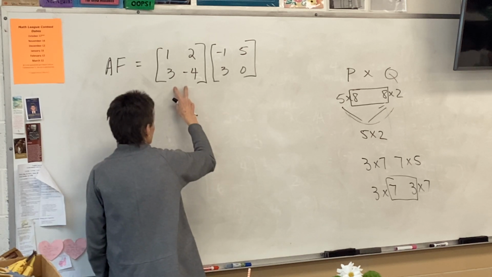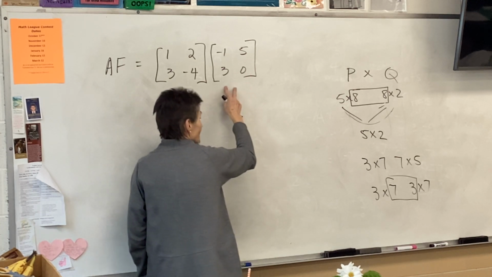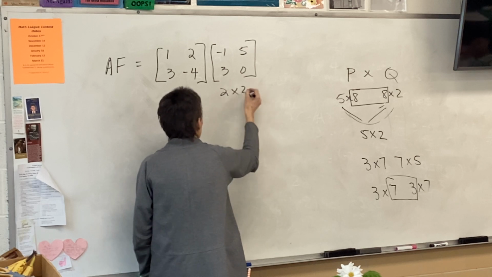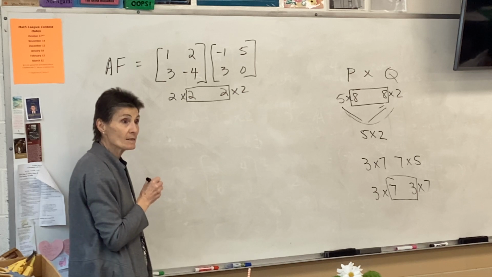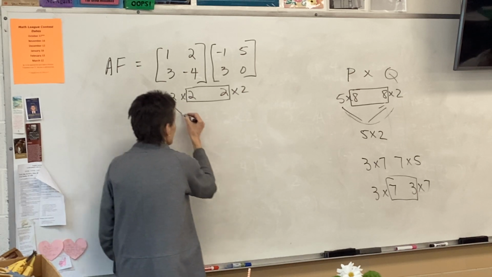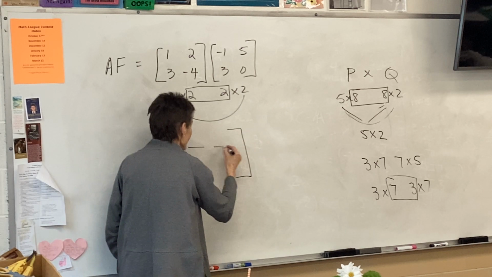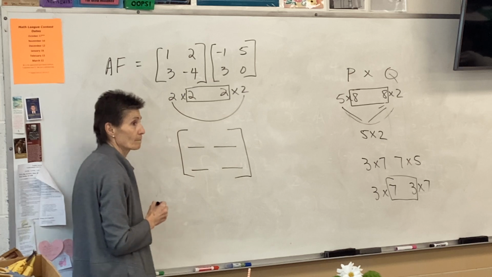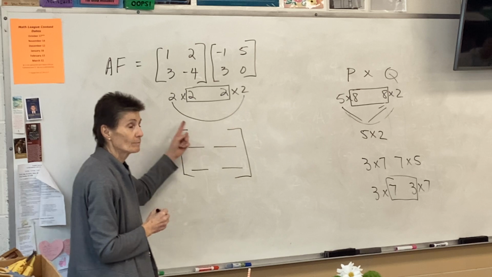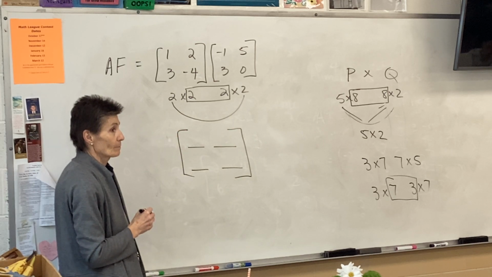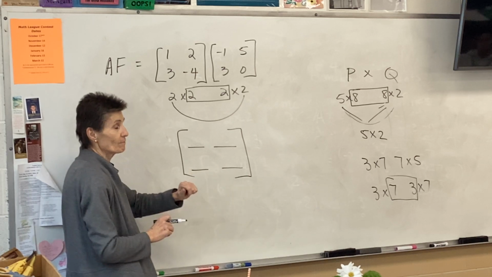What are the dimensions of my first one? 2 by 2. What are the dimensions of my second one? Oh, life is good. Can these be multiplied? Yes. And furthermore, the answer will be another 2 by 2. Right? Okay. Now, pay attention. You'll get this. Might be a little confusing at first.